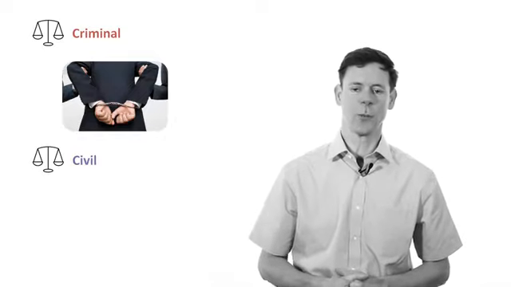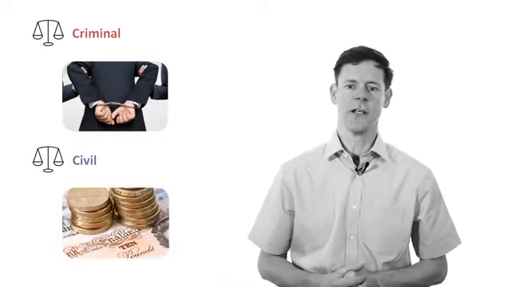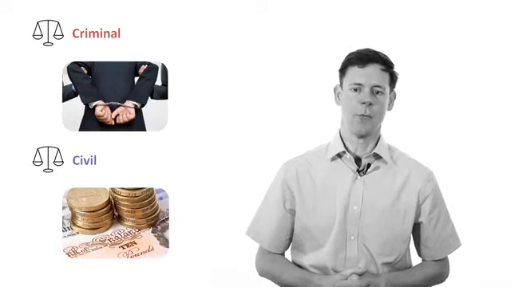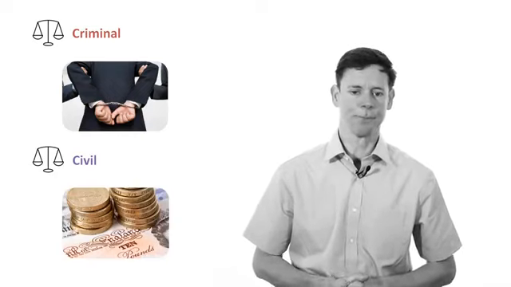Two types of law create a framework for the management of health and safety. On the one hand, we have the criminal legal system, which is concerned with the prosecution of offenders, individuals and organisations who've broken standards. And then on the other hand, we have the civil legal system, which is concerned with the compensation of individuals who have been injured or made ill through no fault of their own.